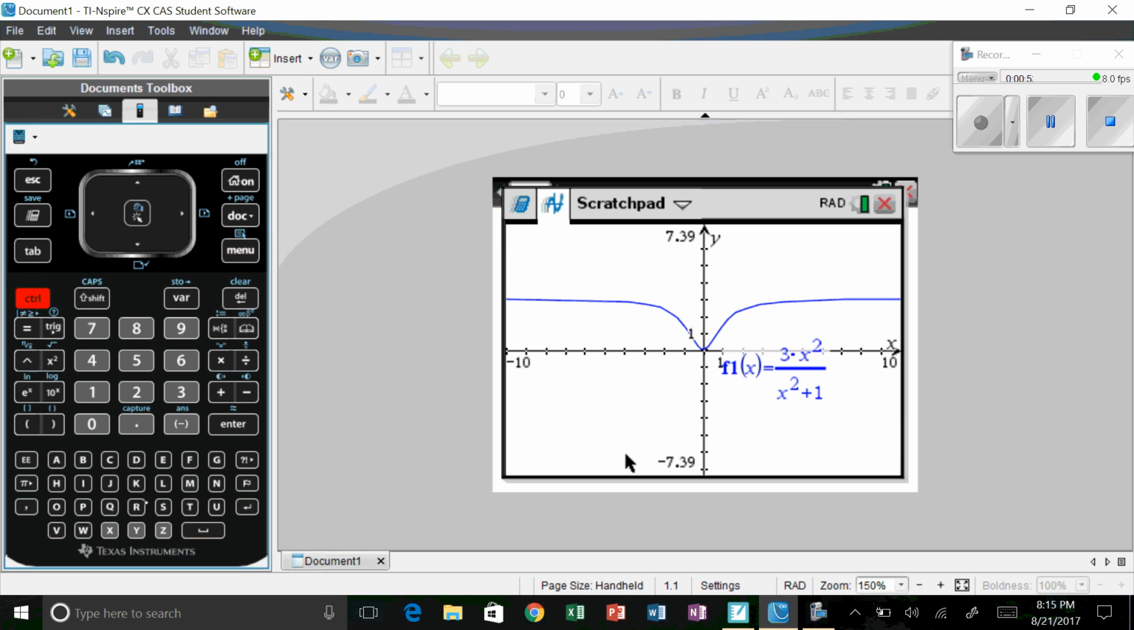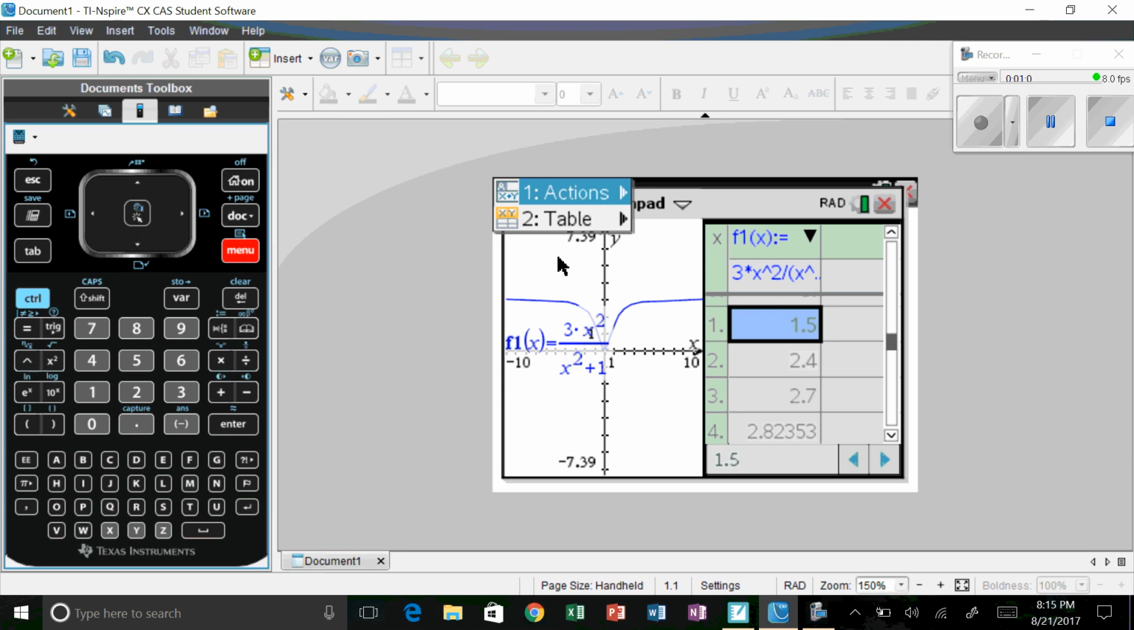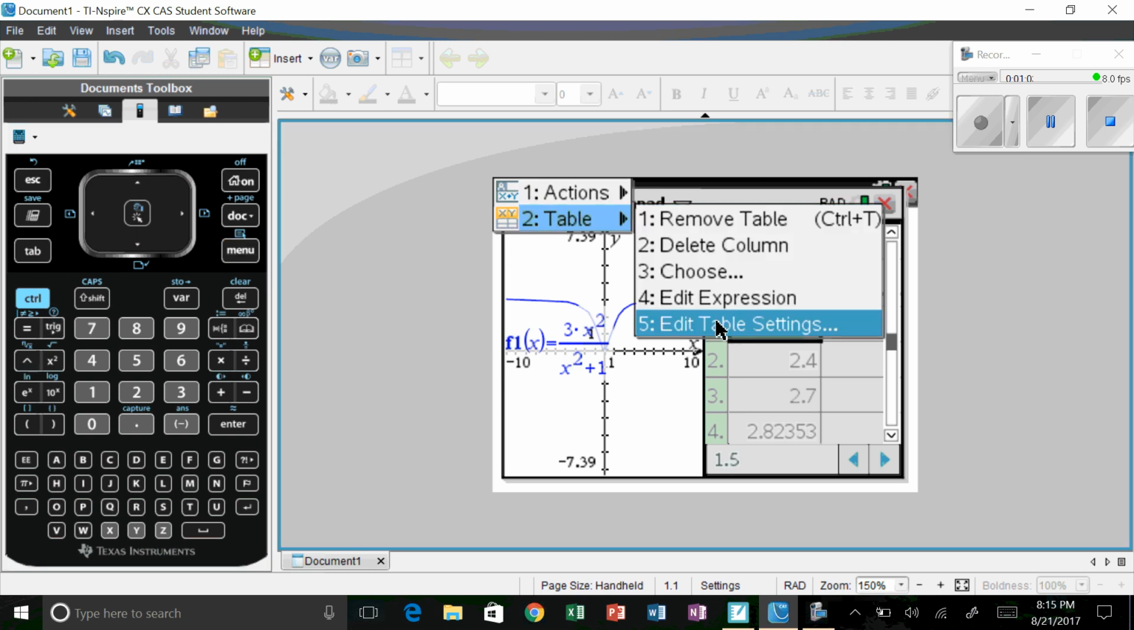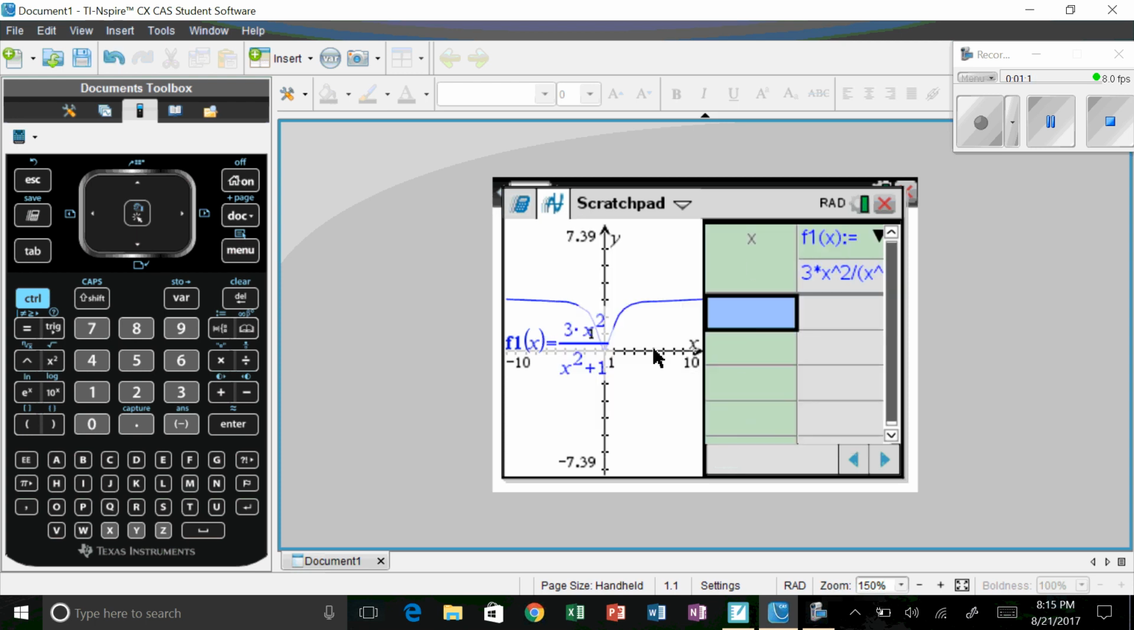We press Control T on our calculator to pull up the split screen, but I want to be able to select the x values, so I'm going to hit Menu, and then Table, and then Edit Table Settings, and change the independent variable from Auto to Ask. This allows me to enter in the x values that I want to examine.